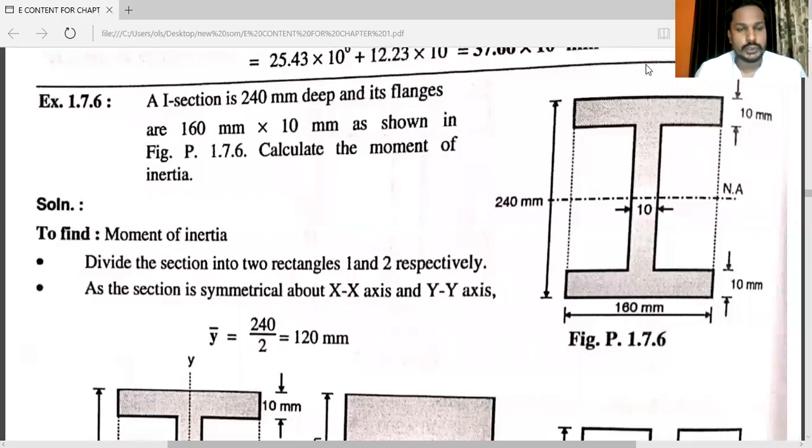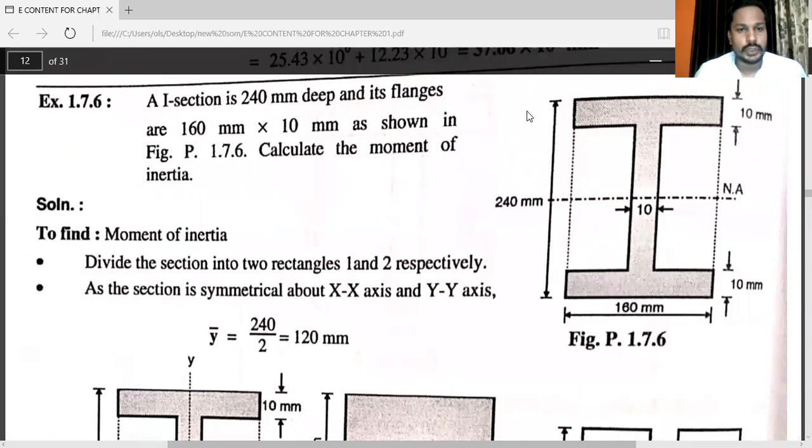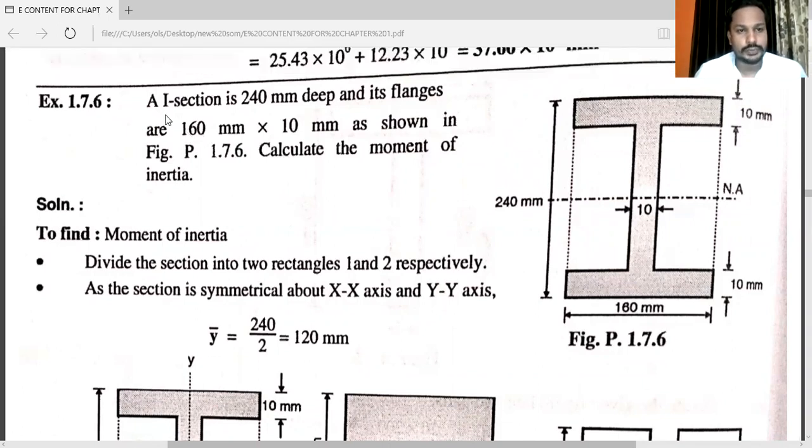Hello friends, in the previous video we have seen the T section. See, in this video the I section is given. We are taking a problem on the I section. See the given problem. The I section is 240 mm deep and its flanges are 160 mm by 10 mm as shown in the figure. Calculate the moment of inertia.